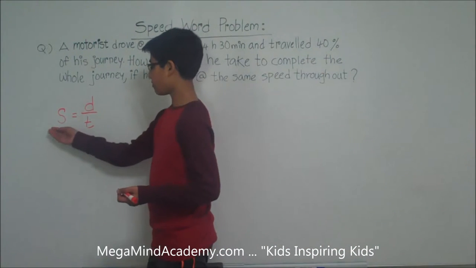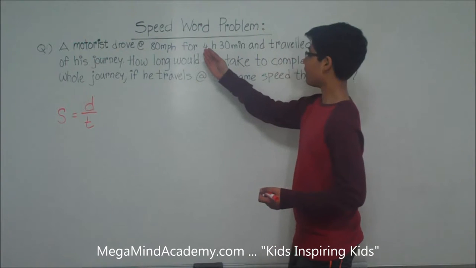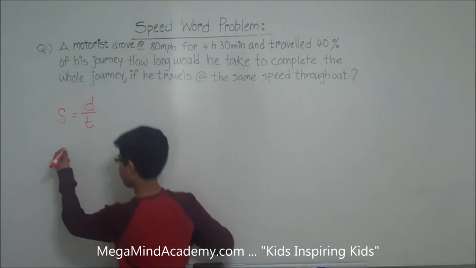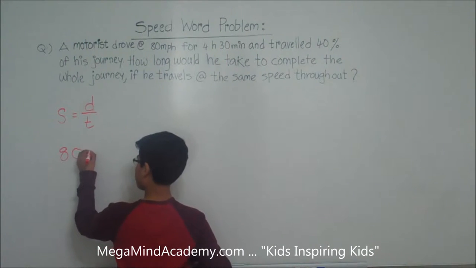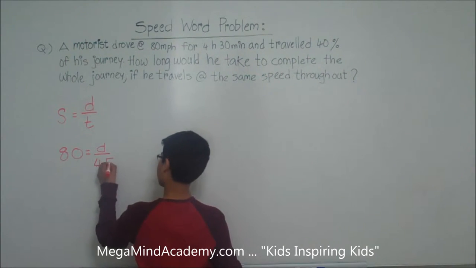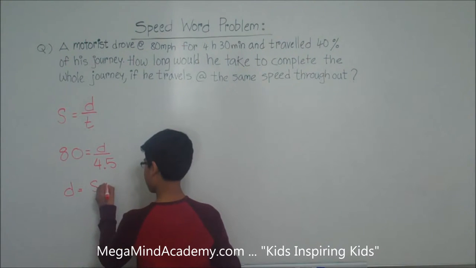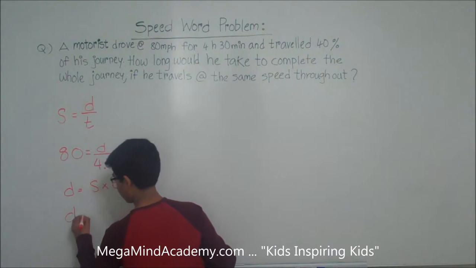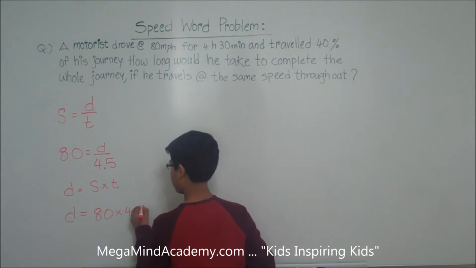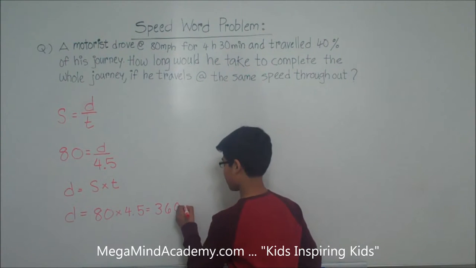So let's replace the speed, S for speed, and the time, T for time, with 80 miles per hour and 4 hours 30 minutes or 4.5 hours. So 80 miles per hour is equal to distance over 4.5 hours. Now, this means that the distance is equal to the speed times the time. So this means that the distance that they traveled in 4.5 hours is equal to 80 times 4.5, which is equal to 360 miles.